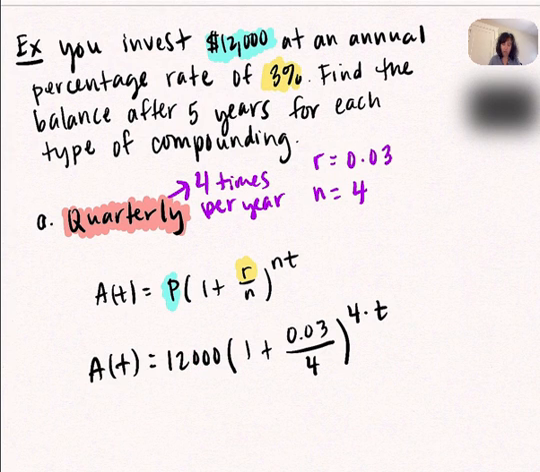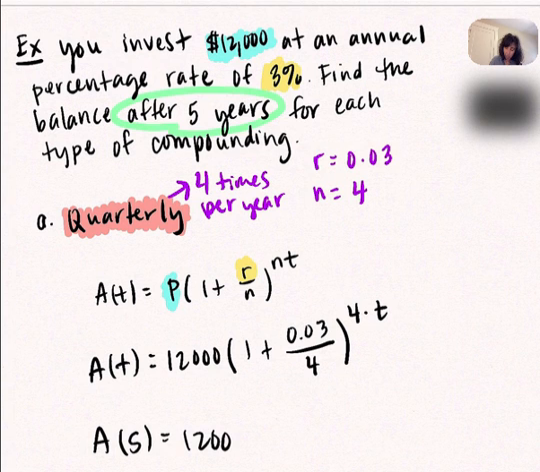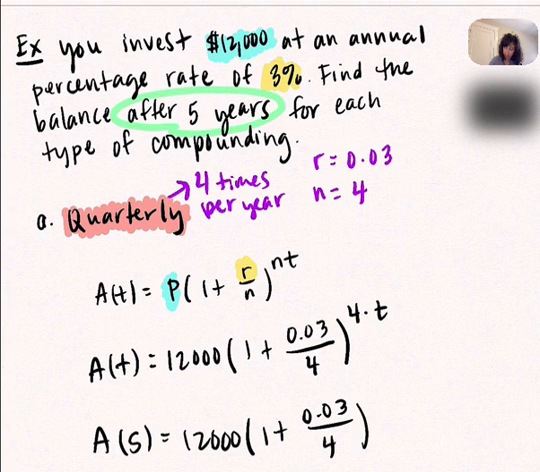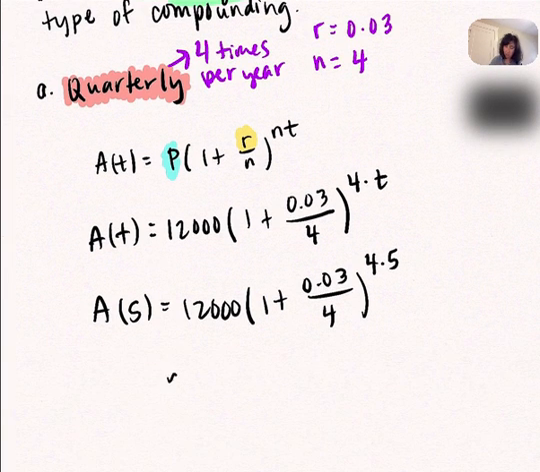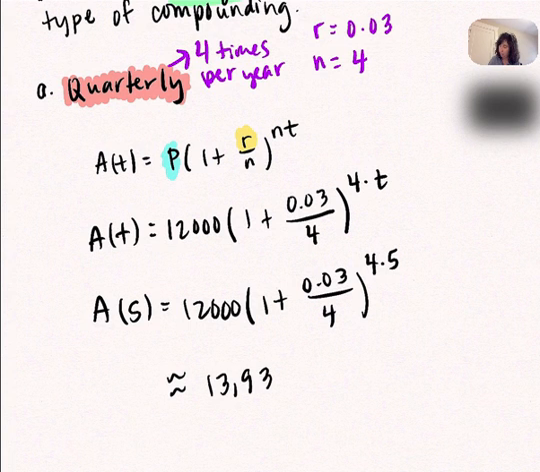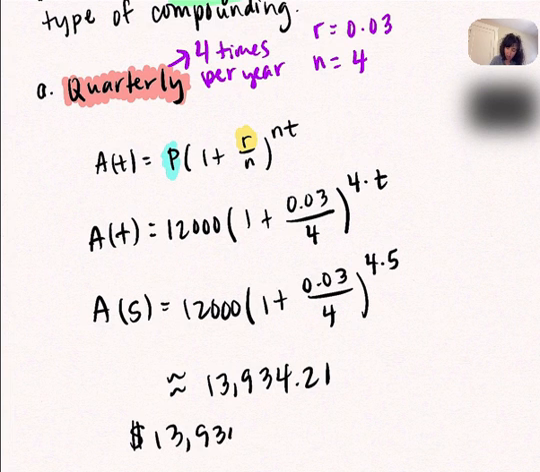Now, for this problem, we're supposed to find the balance after 5 years. So what we can do is plug 5 into this formula to figure out how much money we're going to make after 5 years. If we type this into a calculator and round, we're going to get about $13,934.21.